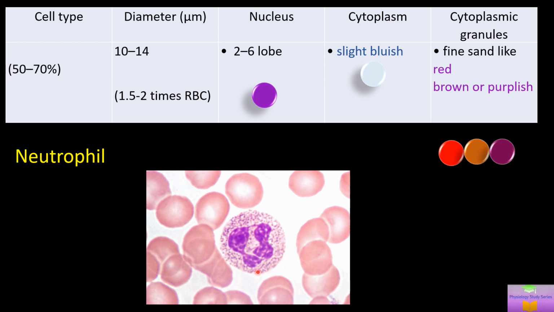Roughly, the size of a neutrophil is between 1.5 to 2 times the size of a surrounding RBC. And in a normal differential leukocyte count, the proportion of neutrophils will be 50 to 70%.